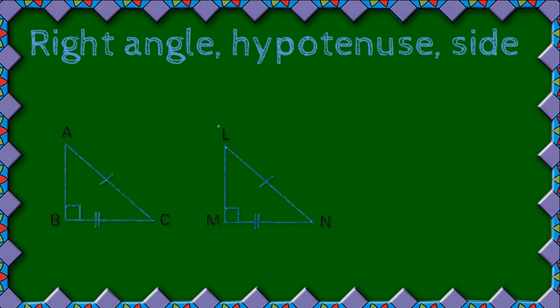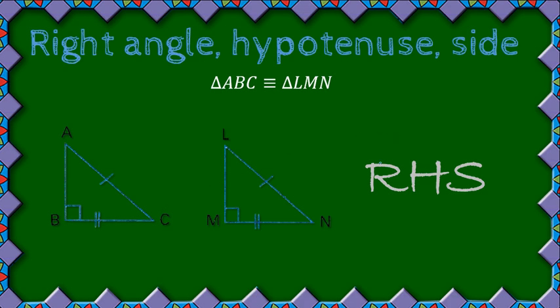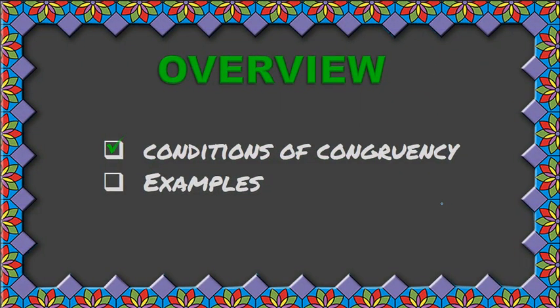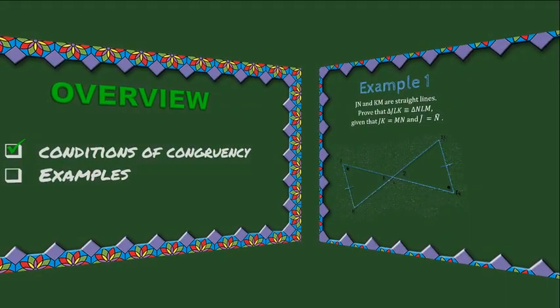And then finally, you can have a right angle in both of your triangles, and then the hypotenuse being equal, and then another side being equal. So therefore triangle ABC is congruent to triangle LMN, and the reason will be right angle, hypotenuse, side. So these were the four conditions and the reasons that you would give for congruency. Next let's look at some examples.